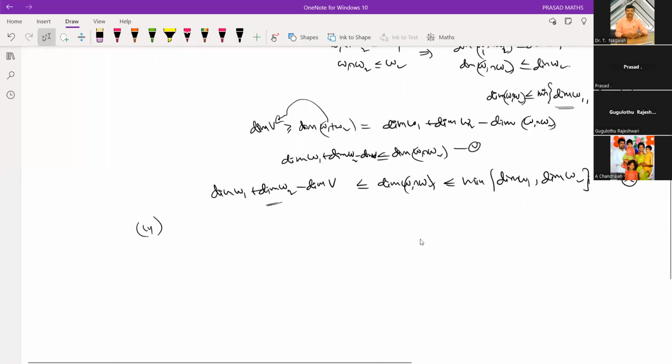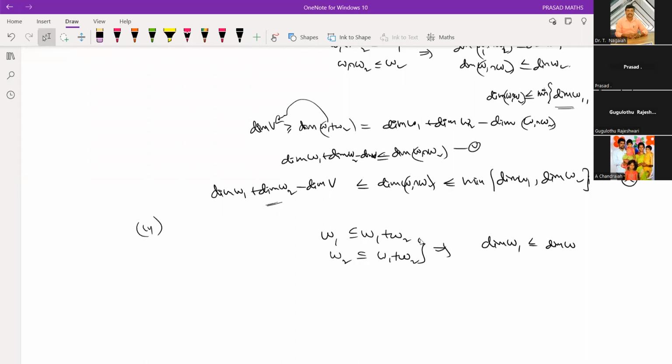A similar argument works for W1 plus W2. W1 plus W2 is the smallest subspace of V containing each of the subspaces, as we have seen. So by the same reasoning, the dimension of W1 is always less than or equal to the dimension of W1 plus W2, and the dimension of W2 is always less than or equal to the dimension of W1 plus W2. This value is an upper bound for the set of the dimension of W1 and dimension of W2. This is a finite set.